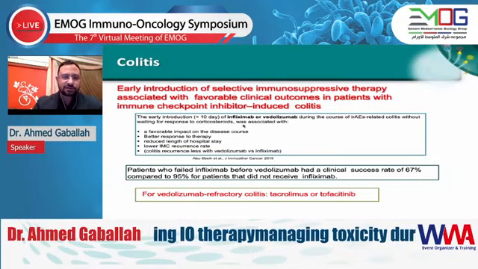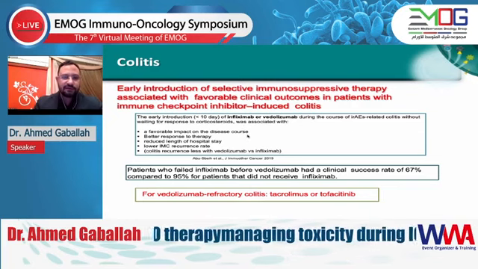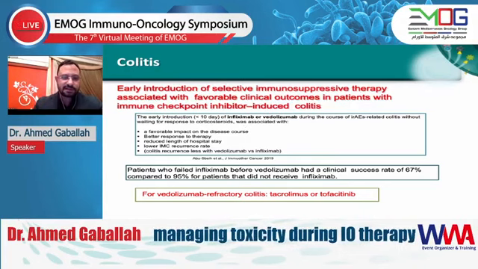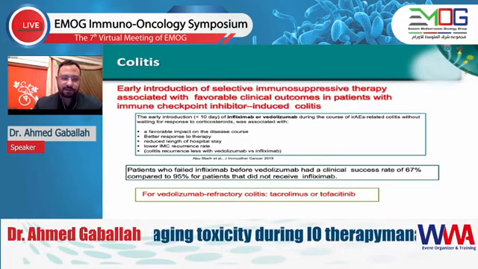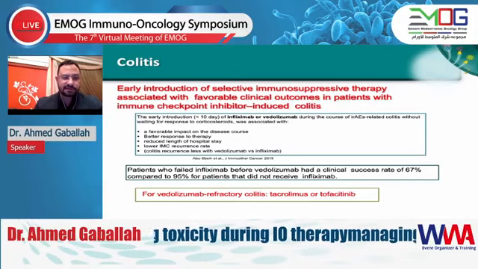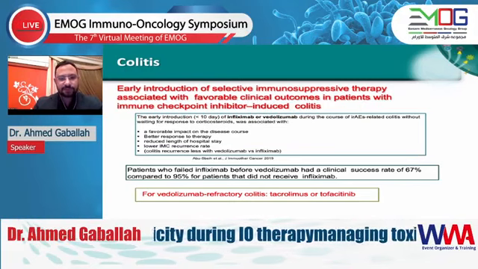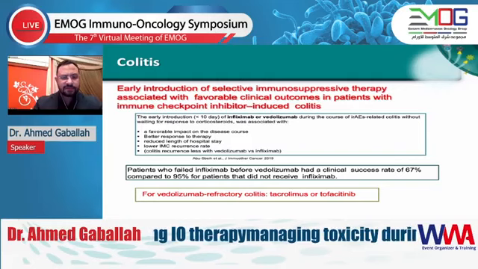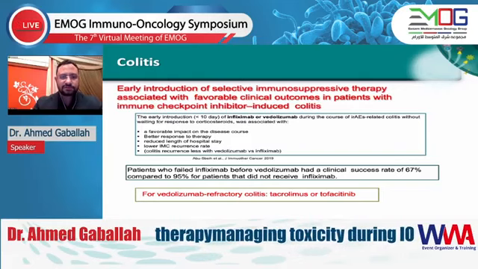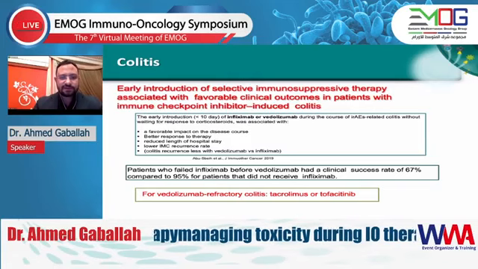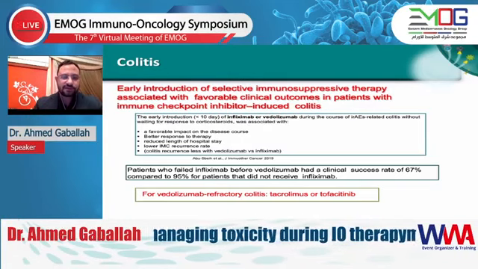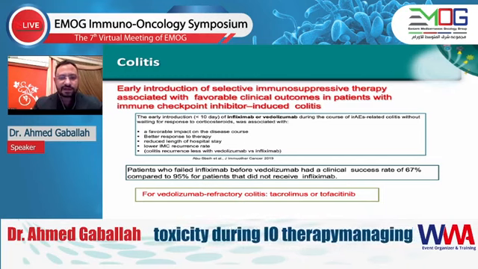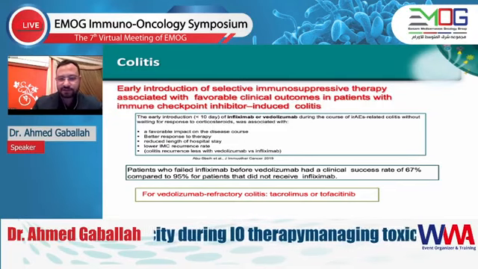And they found that with the early introduction of this medication within the first 10 days, we have a favorable impact on the disease, better response to therapy, reduced length of hospital stay, lower immunotherapy colitis recurrence rate, and we found that vedolizumab is more effective than infliximab to improve the recurrence. If the patient failed on infliximab, we can use vedolizumab, but the vedolizumab efficacy at this point will be 67% compared to 95% if used as a first line. And if we have a patient with vedolizumab refractory colitis, we can use tacrolimus, and I searched for the trade name, it's called Prograf.